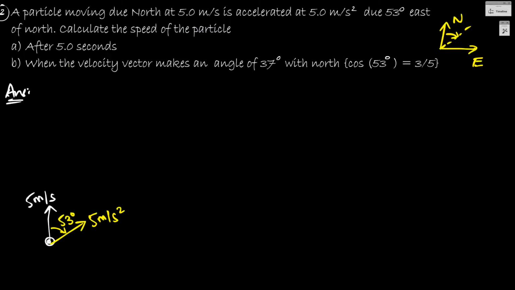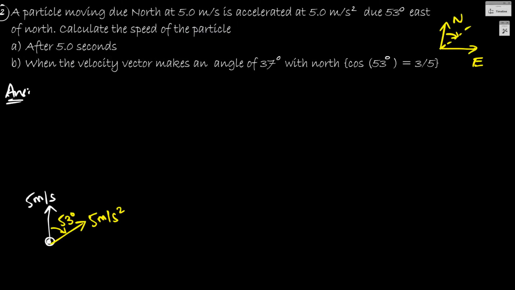Okay, and we have to again calculate the speed of the particle after 5 seconds first, and then we have a second question which we'll look at a little later. The difference in this question is that in the previous question it was a little easier, where the velocity and acceleration were in two perpendicular directions. So in one direction there was no velocity, in one direction there was no acceleration, and in the other direction there was no initial velocity. Everything was simple.